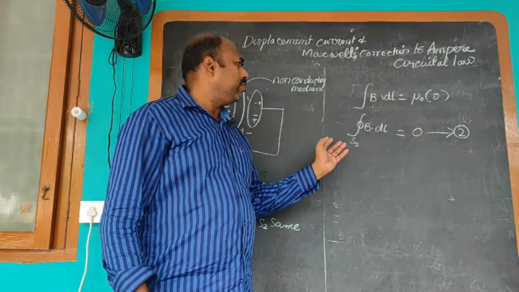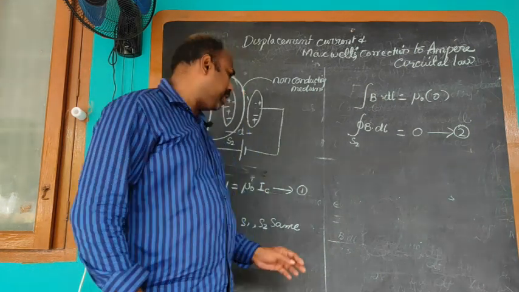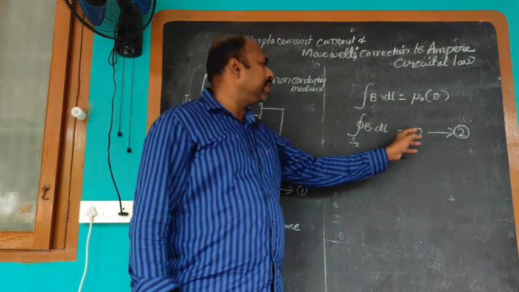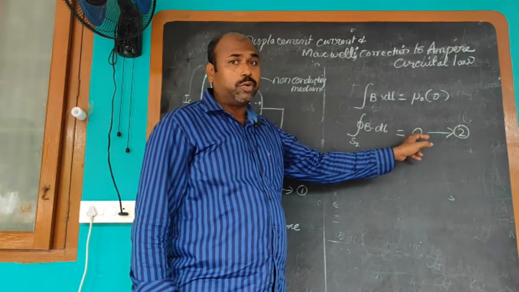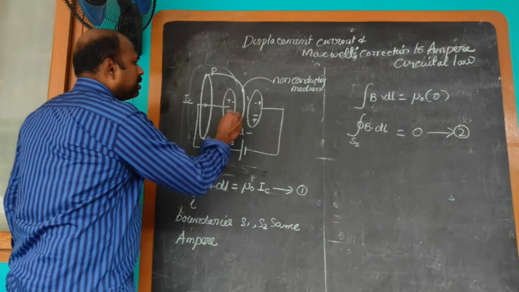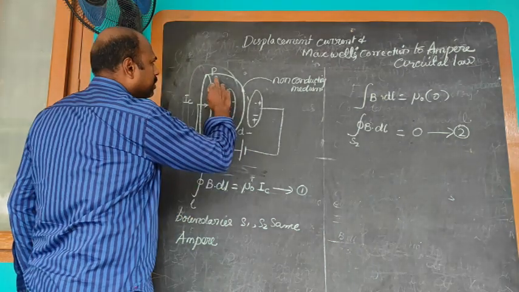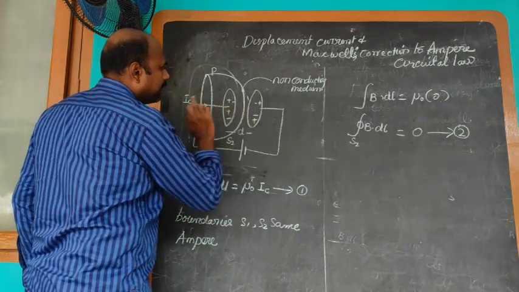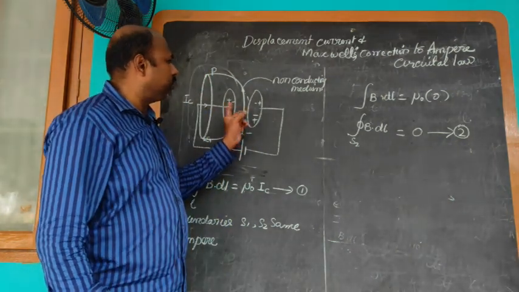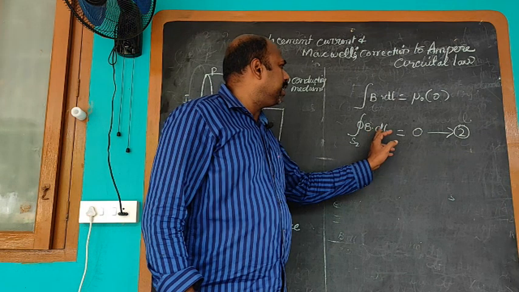When you compare equations 1 and 2, what do you find? There is an inconsistency. Here the right hand side is equal to mu 0 times IC. Here you get mu 0 times IC equal to 0. Why do you get 0 in the second equation? Because the surface S2 nowhere touches the wire, and there is a dielectric medium between the two plates. So there is no possibility of current passing there. So you get B dot dl equal to 0.